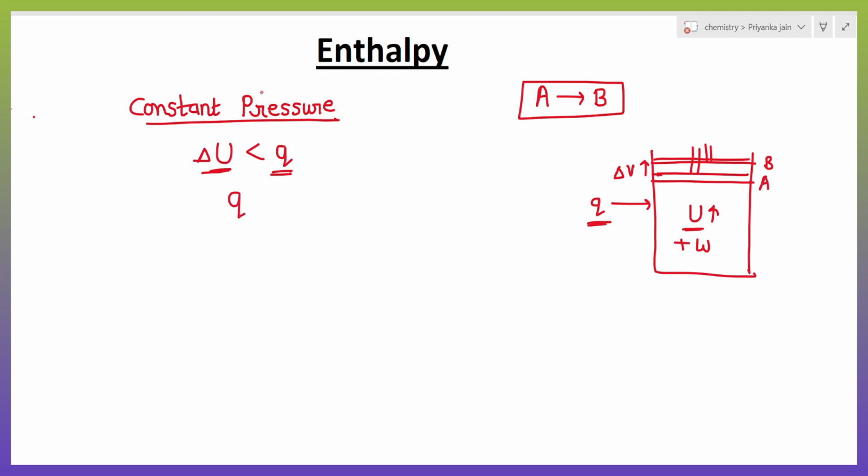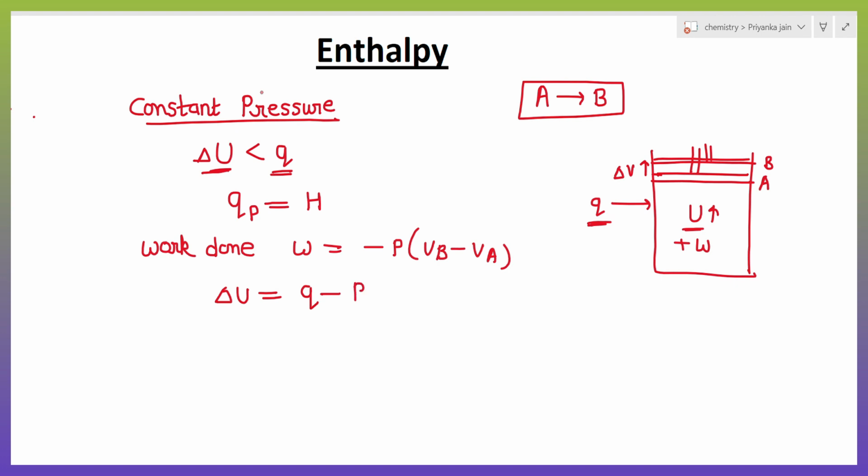Now this heat supplied, as it is happening at constant pressure, we can write as Qp. At constant pressure, the heat supplied to the system is equal to another form of energy called the enthalpy. It is denoted by the symbol H. Suppose the work done is given by minus P(VB minus VA). Then del U, the change in the internal energy, will be equal to Q minus P(VB minus VA).